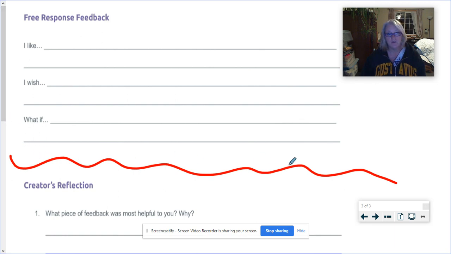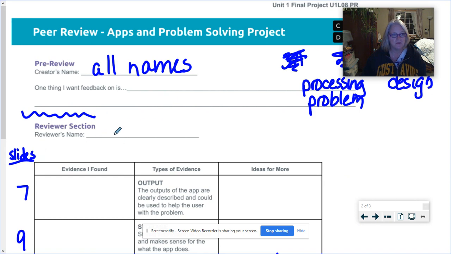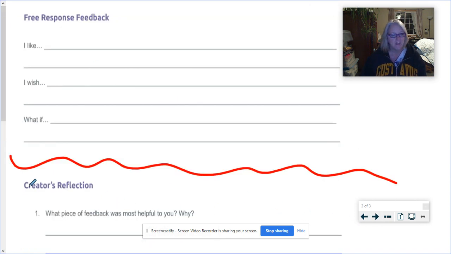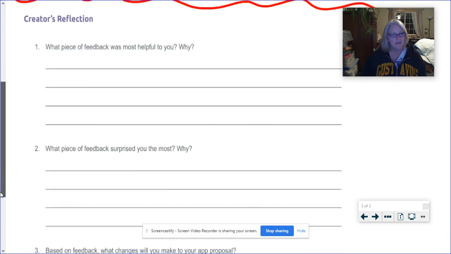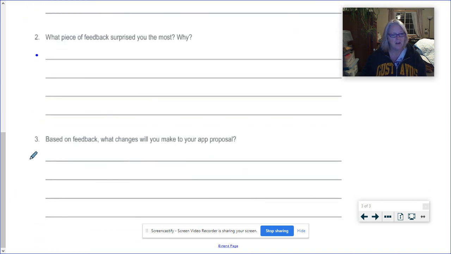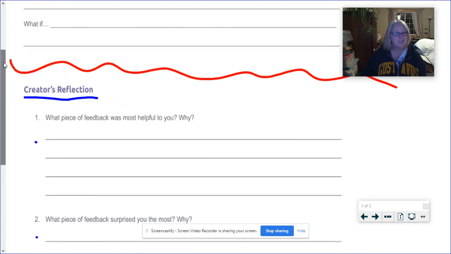All right, when you get done with this part, and again, making sure that you put your names here as to who's reviewing, okay? Then give it back to the original owner, and the original owner has to answer these 3 questions. What piece of feedback was most helpful? What surprised you the most? And based on this feedback, what changes would you make to your app? Okay. This should take 10 to 12 minutes or so.